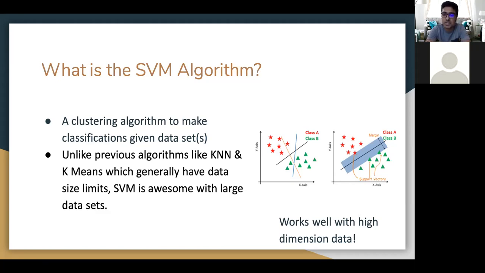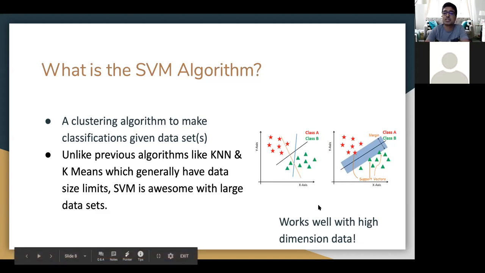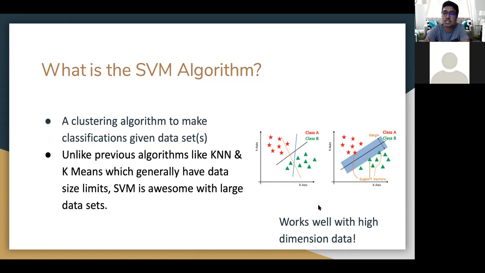I got a little note to the right here which says this algorithm works very well with high dimensions of data. Now, what does that mean? Let's dissect that statement. I'm saying that the SVM algorithm is able to work very well with data which is in high dimension. Well, what does that actually mean?